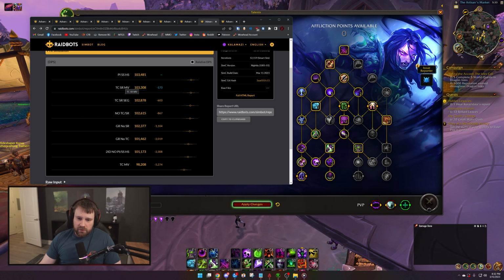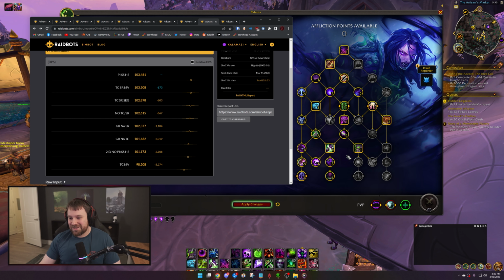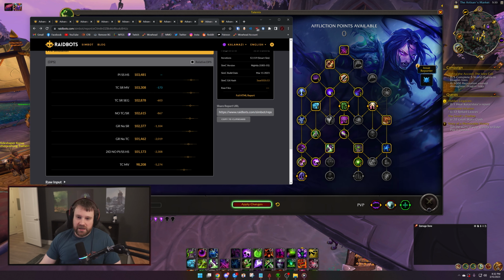But you're playing Soul Rot and you're playing Malevolent Visionary. So this is your highest summon build right here. Tormented Crescendo, Soul Rot, and Malevolent Visionary is sitting 173 DPS behind what is considered the highest single target build.